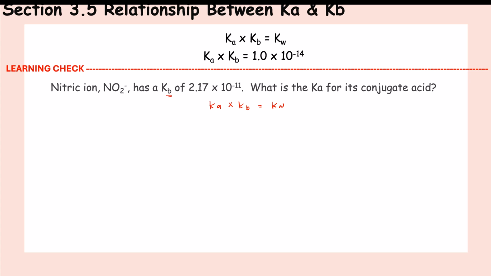So if I want the Ka by itself, we're going to divide by Kb on both sides, canceling the Kb, so we have just Ka equals Kw in the numerator over Kb. Kw is 1.0 times 10 to the negative 14. The Kb value is 2.17 times 10 to the negative 11. And that will give me Ka.